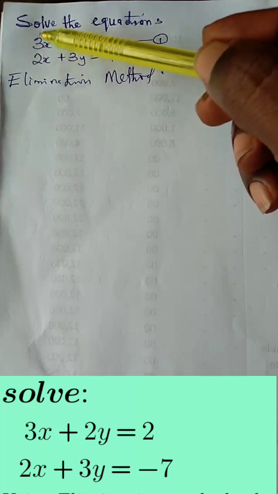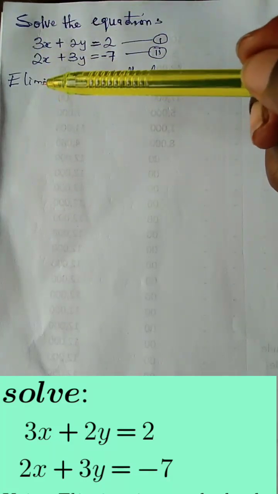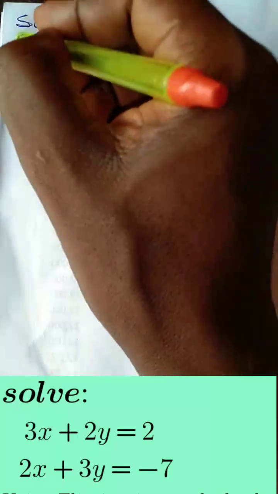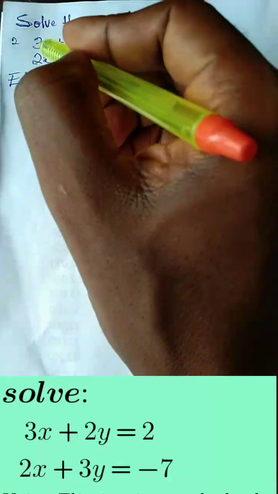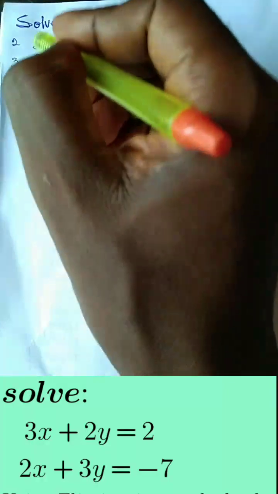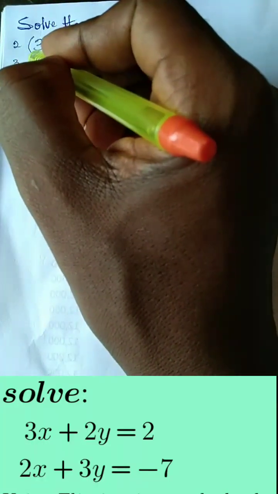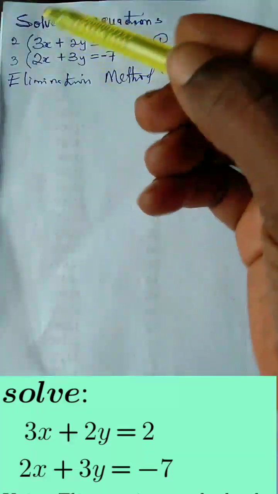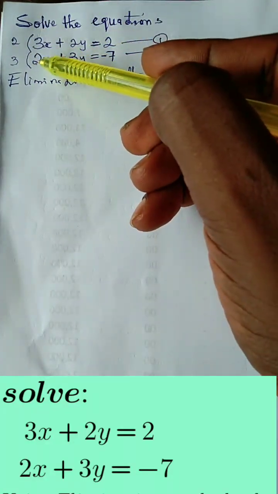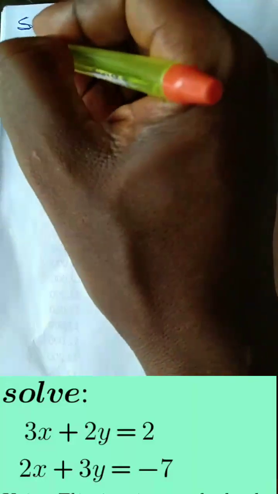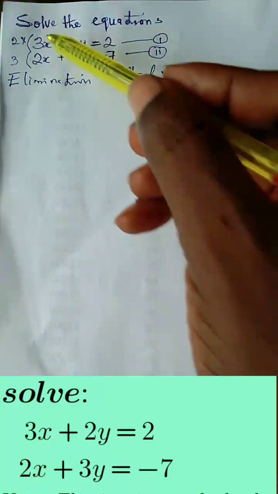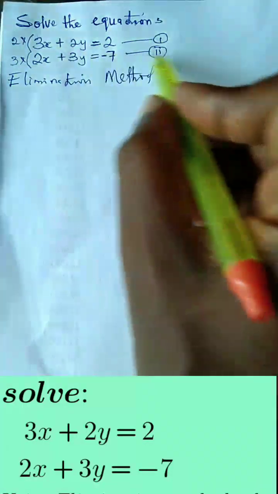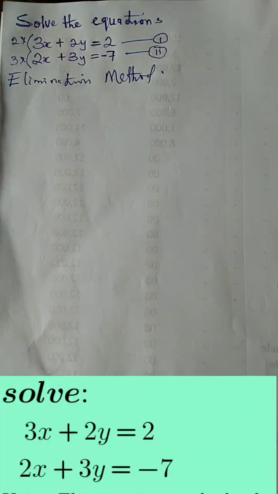I want them to have the same coefficient, and the only way to do that is to take the coefficient of 2 to multiply equation 1 and take the coefficient of 3 to multiply equation 2. You can see I've taken this coefficient 2 and put it here. I'm going to use it to multiply everything in equation 1. I've taken this coefficient 3 and put it here. I'm going to use it to multiply everything in equation 2. So that is how to do it.